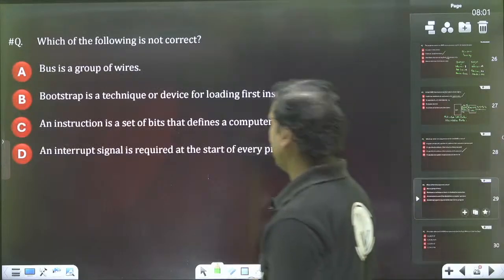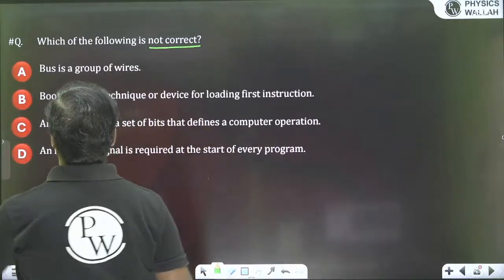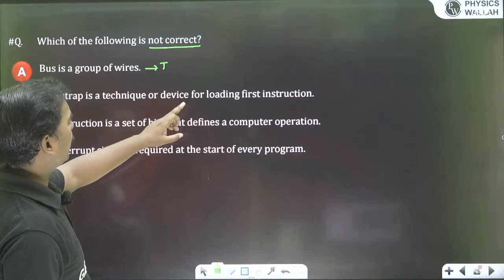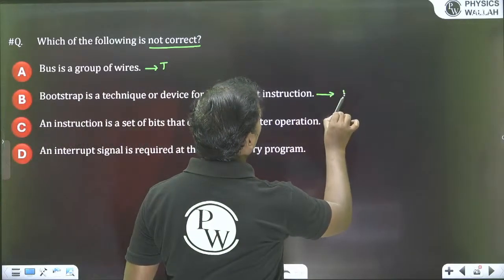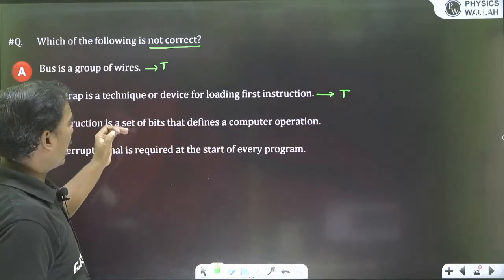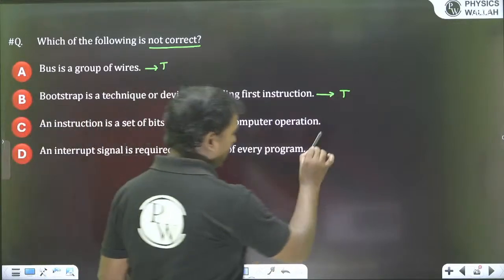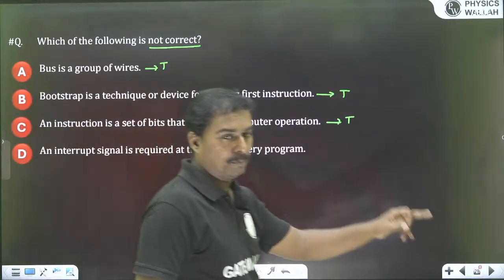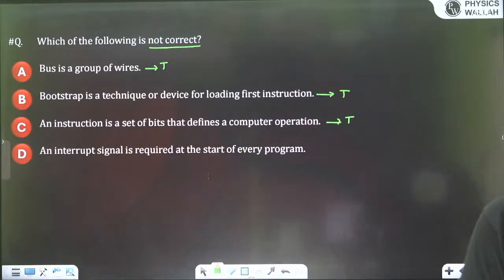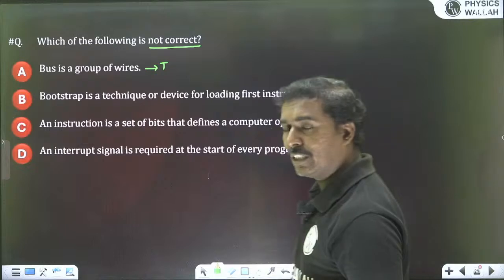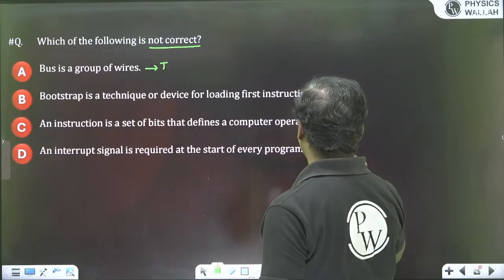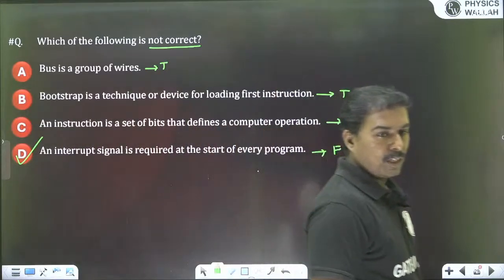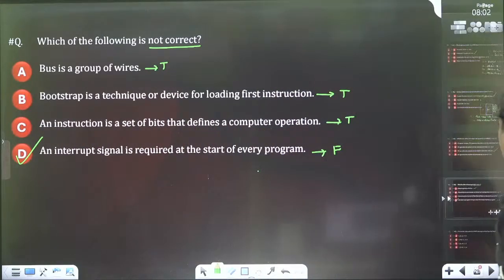Which of the following statements is not correct? Bus is a group of wires. It is true. Next, bootstrap is a technique or device for loading the first instruction. Yes, it is also true. Next, an instruction is a set of bits that defines a computer operation. Yes, it is also true. Next, an interrupt signal is required at the start of every program. Is it compulsory? Is it necessary to disturb the process at the start of every program? It's not compulsory, so this is the false statement. Option D is not correct. Let us go for the next question.